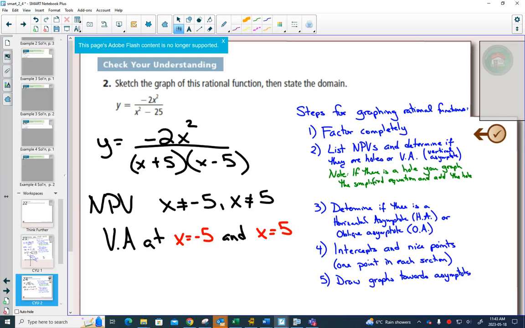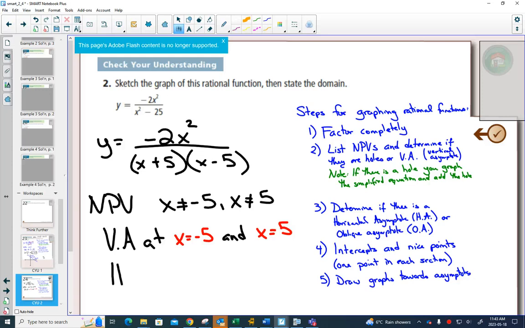Next, horizontal asymptote or oblique asymptote. So you have to look at the degrees. We have 3 situations, right? Degree bigger on top, degree the same, or degree bigger on the bottom. This is the situation where the degrees are the same on the top and the bottom. There's an x squared on top, there's an x squared on the bottom.